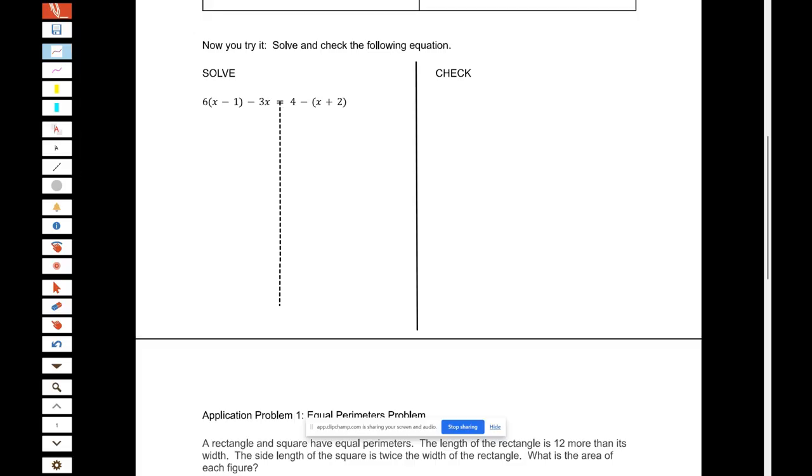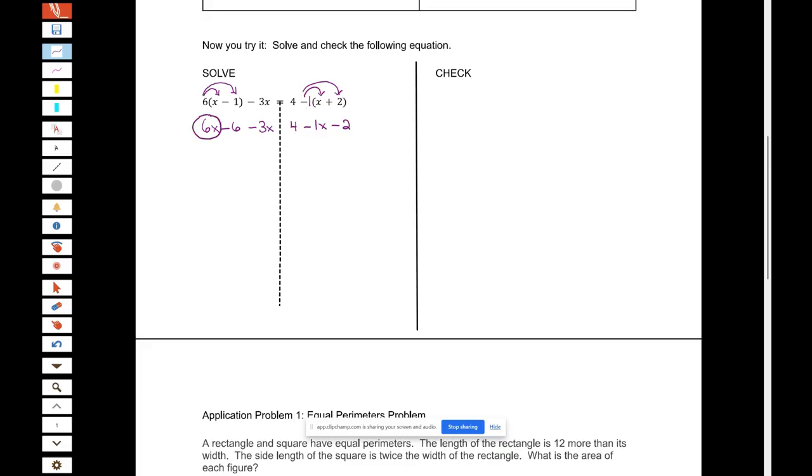Okay, so I'm going to look at the left side. I do have some distribution I can do first. 6x minus 6 and then minus 3x. Here I have a -1. I can distribute. 4 minus 1x, and then -1 times +2 is -2. Distribution done. Next, I combine like terms.